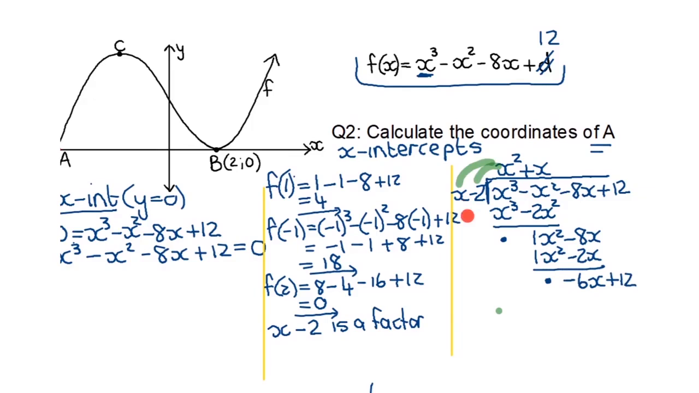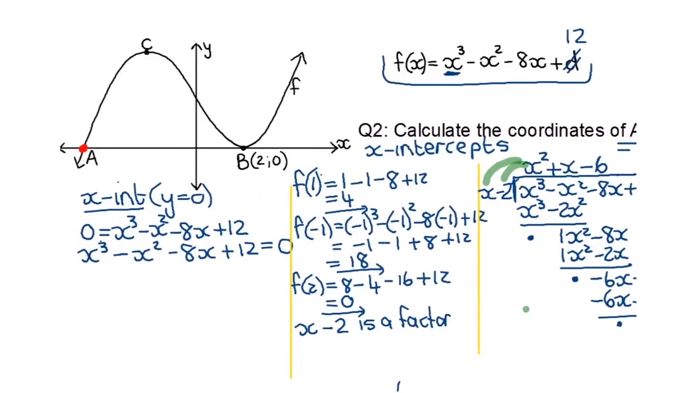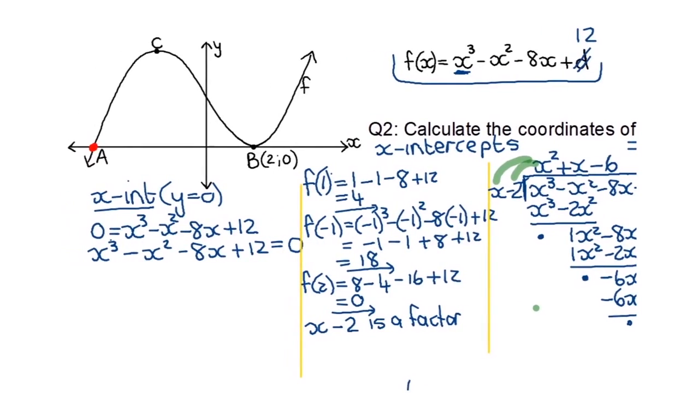Let's repeat the process. x must be multiplied with what to give me that negative 6x? Well, I have to multiply it with negative 6. And the moment it's up here, I multiply with these two terms. Let's do that. Negative 6 times the x is negative 6x. Negative and negative is a positive 12. And if I subtract, I'll get nothing.